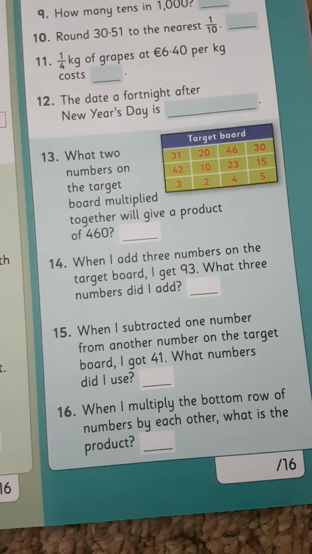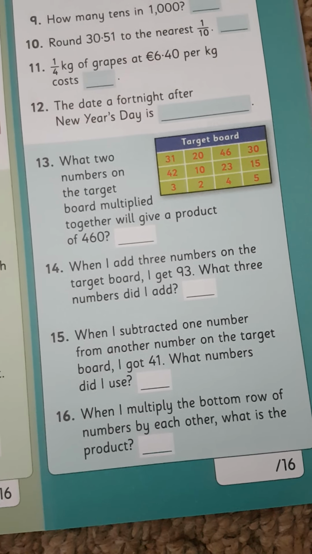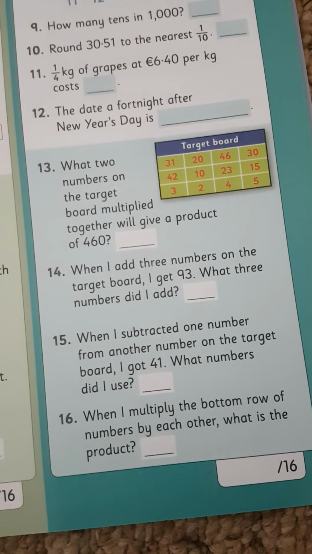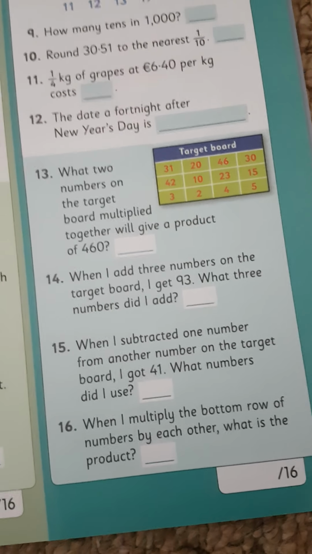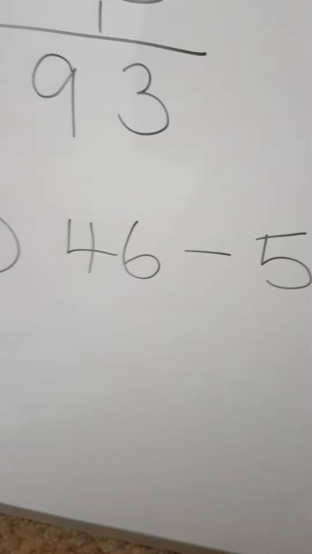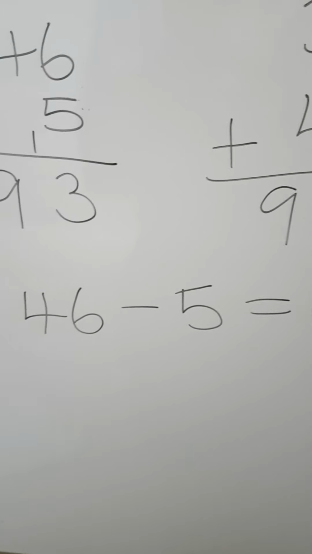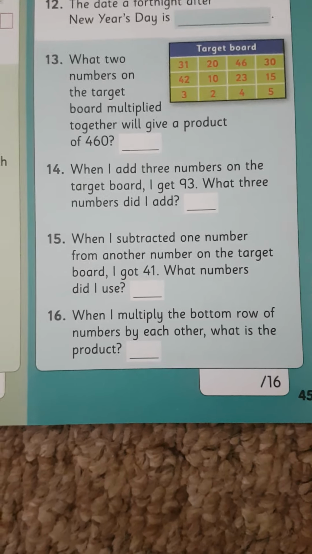So question 15. When I subtracted one number from another number on the target board, I got 41. What numbers did I use? So picking two numbers there, subtracting, and I want to get 41. So what I did there was I picked 46 and 5, so 46 minus 5 would give me 41.